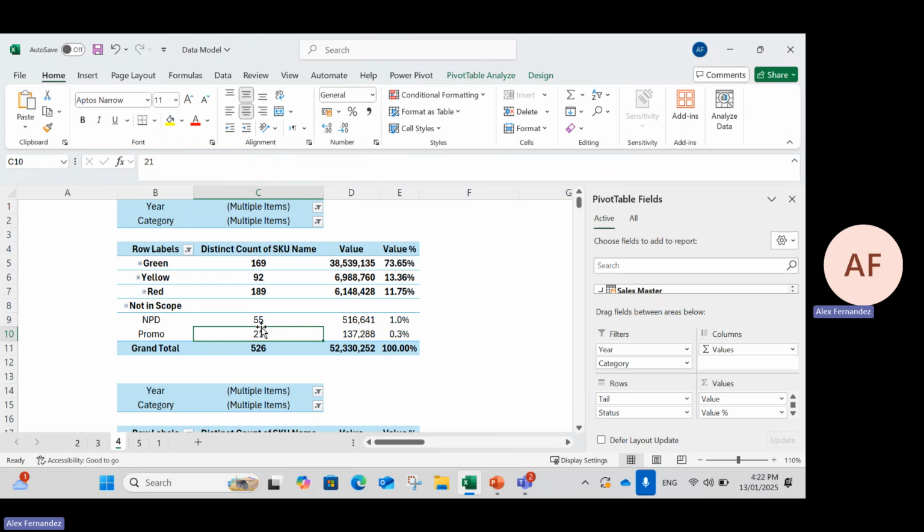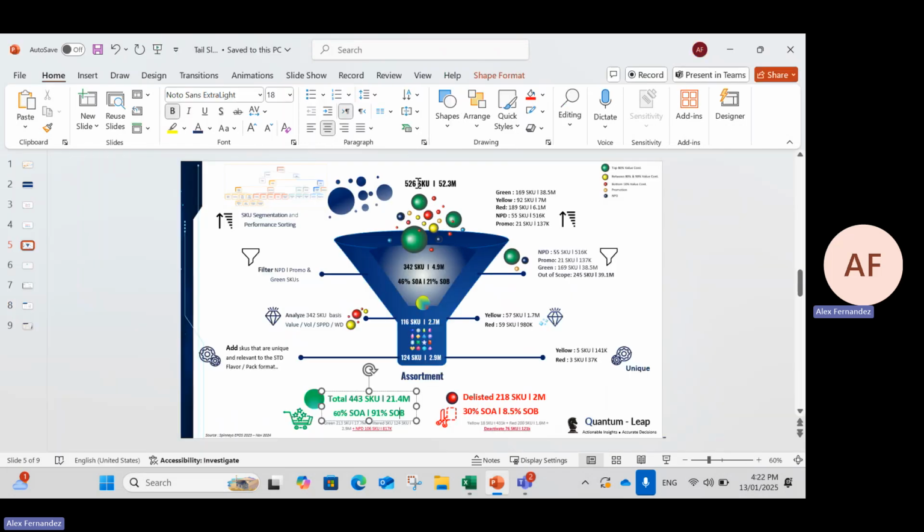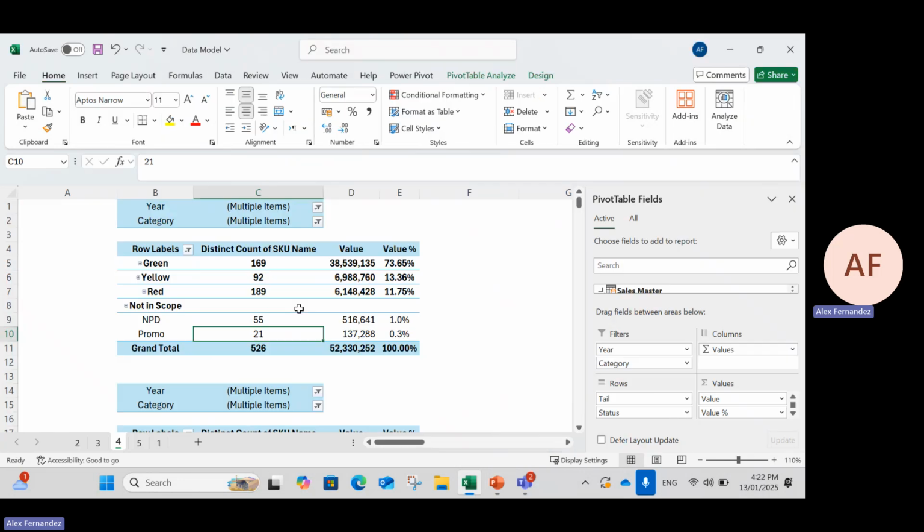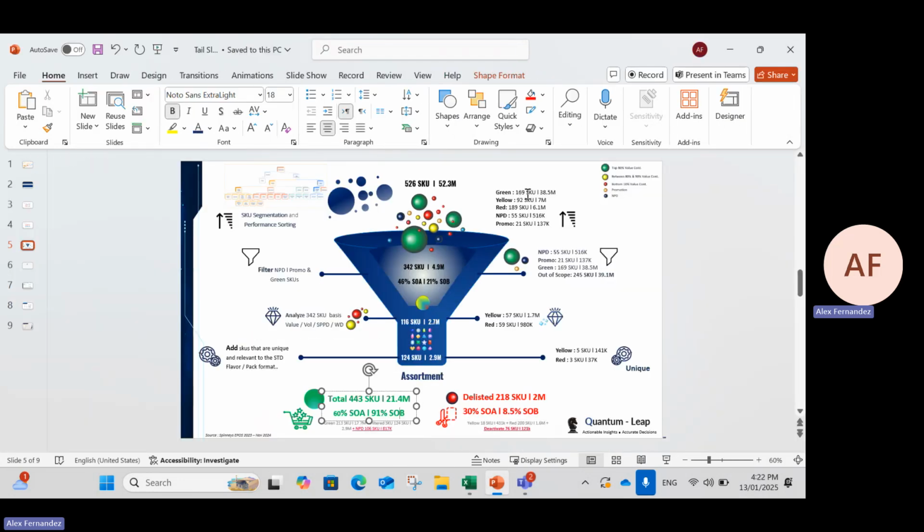So first of all, we look at our template. 526 SKUs is the total number of SKUs, and it's 52.3 million. So we take it from here. Easy. Then we understand in the SKU segmentation and performance sorting, we sort them all out.